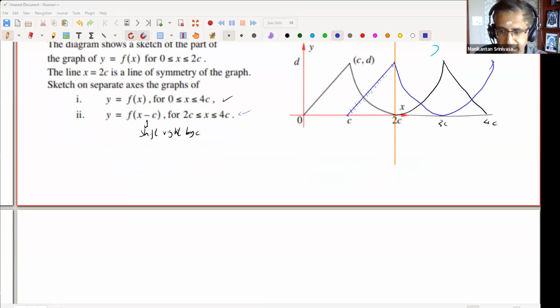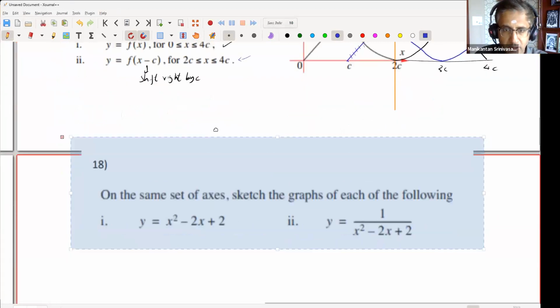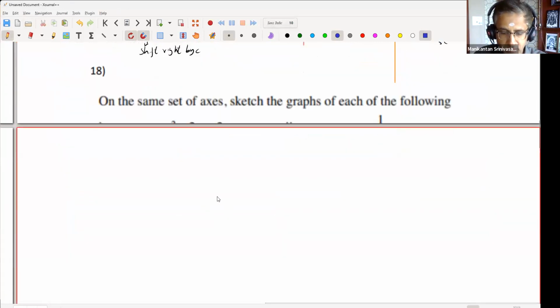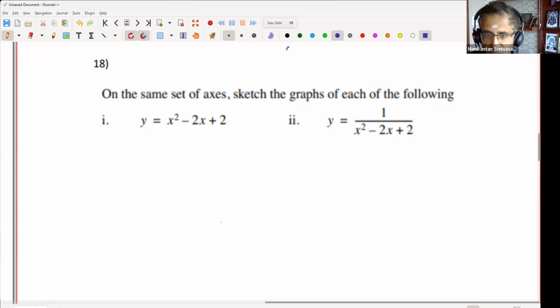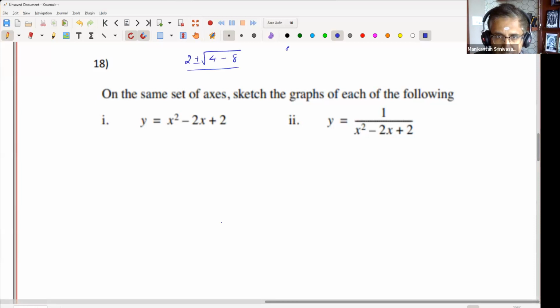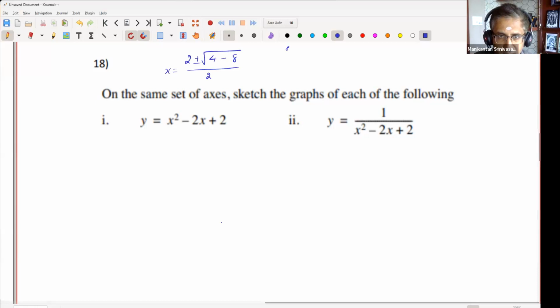Okay, on this question 18, on the same set of graphs, plot these two. y equal to x square minus 2x plus 2. First, let's check where it hits 0, or if it hits 0 at all. Minus b plus or minus root of b square minus 4ac, over 2a. No, the discriminant is negative, right? So it's always going to be above the x-axis. So the roots of this would be complex numbers.